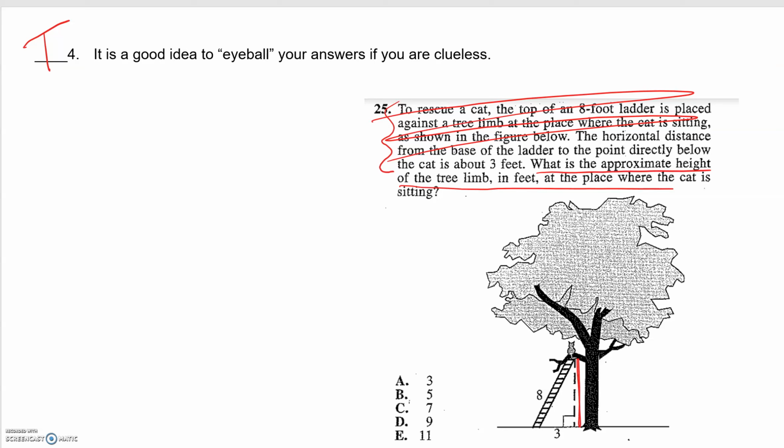So what I'm really trying to find is this value here. I notice that that has to be smaller than 8. Remember, your hypotenuse is your biggest, so it has to be smaller than 8. And this side down here is 3. Well, that looks longer than 3. And I know that that's probably not 5. 5 is probably somewhere in there. So if I'm just going to estimate and eyeball, I would pick C, which is actually the correct answer for this problem. So it is a good idea to eyeball the answers, especially if you are clueless.